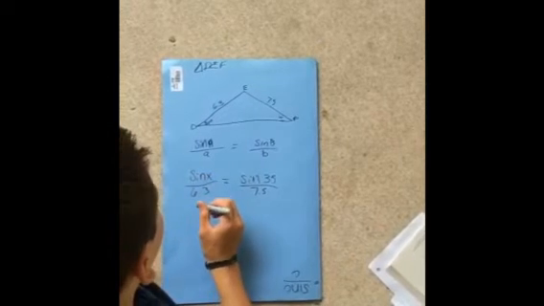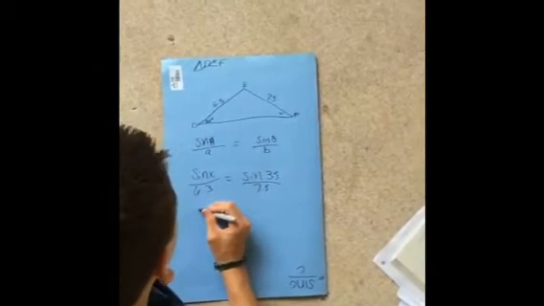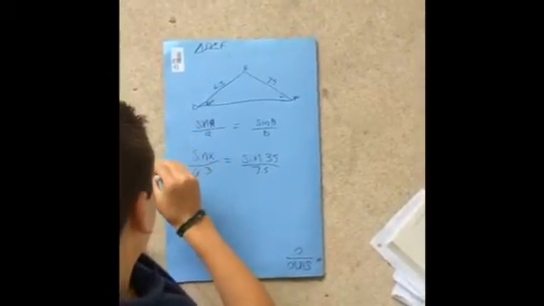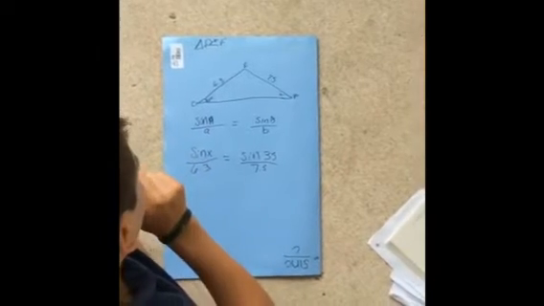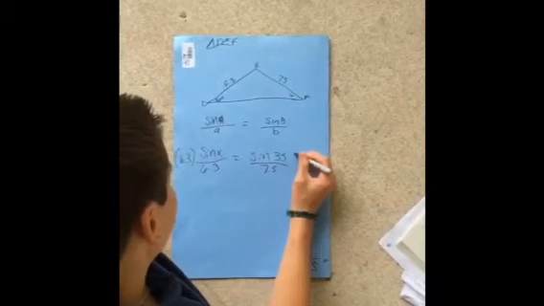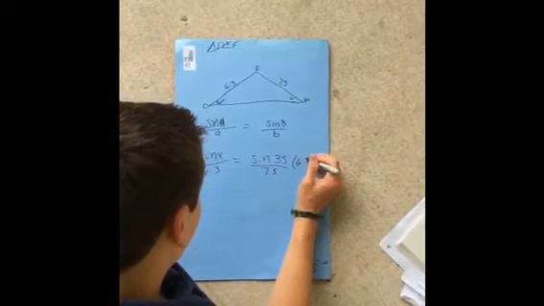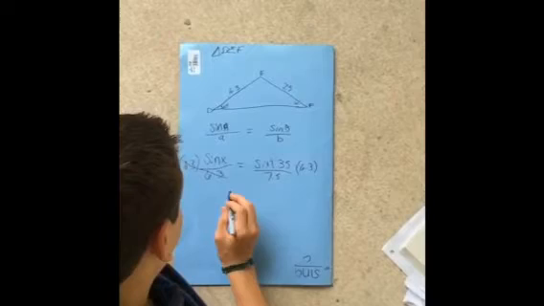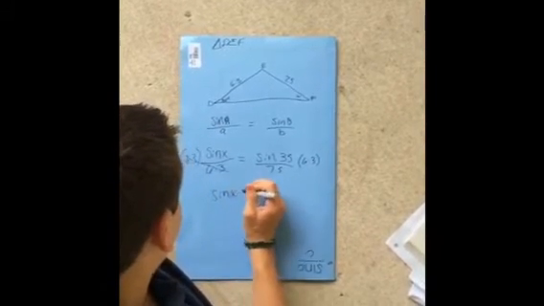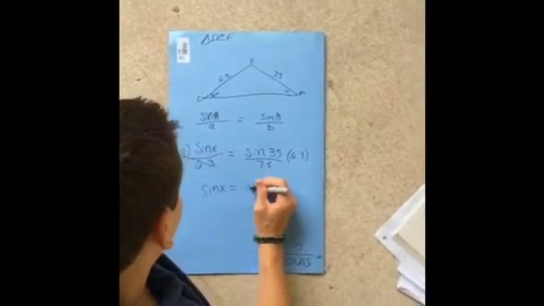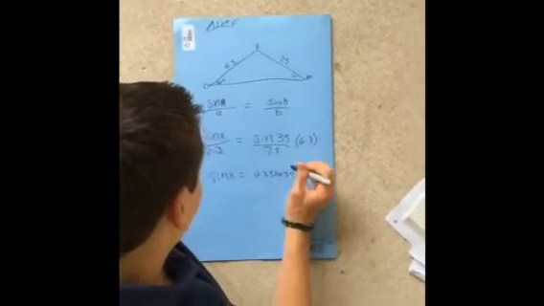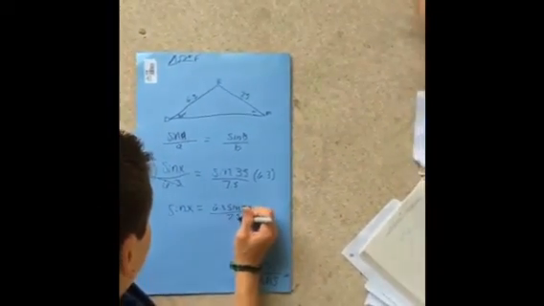So then you multiply this by 6.3, and we do the same on the other side. So you get x out, then it's sine x equals 6.3 sine 35 over 7.5.